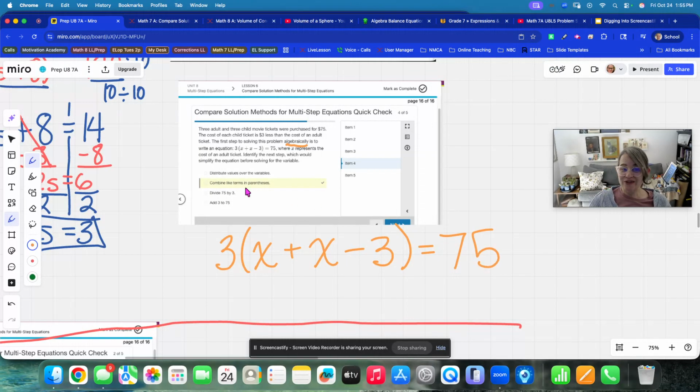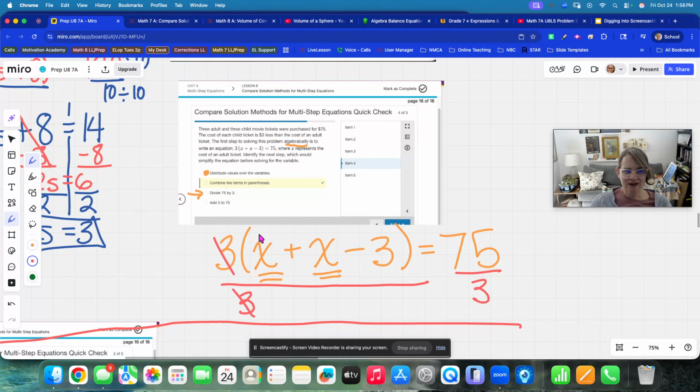There's nothing wrong with distributing values over the variables. You could rainbow in this 3 and you'd be absolutely right, and that'll be the first thing you do. Okay, but the gods of Pearson have declared that we are going to combine the like terms. Okay. Hey, check out this here. Is there anything wrong with dividing 75 by 3? No, remember that's the Pearson method. I don't know why they don't like it here. Remember, if you divided by 3, you would do it on both sides. Maybe because they didn't say do it on both sides.